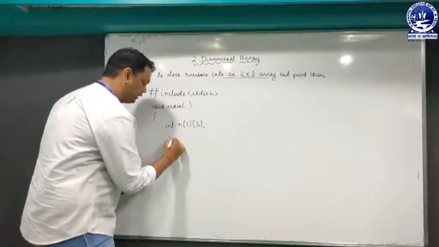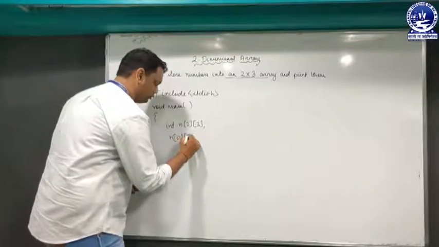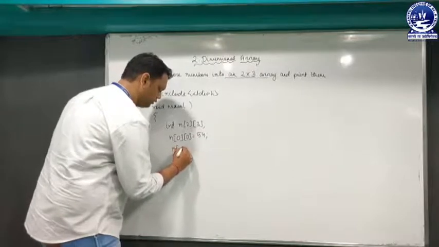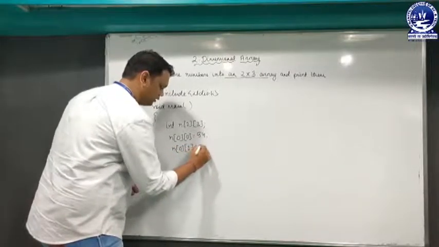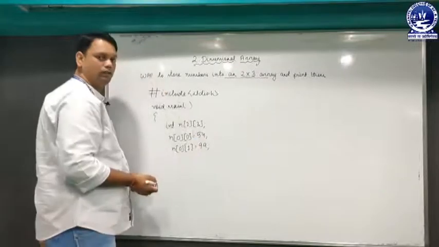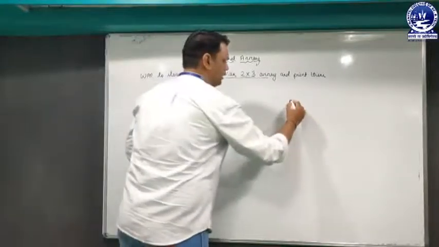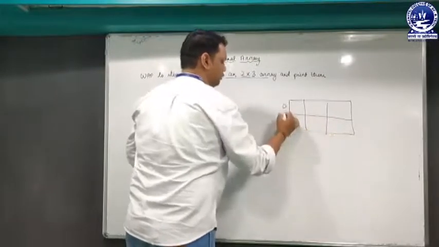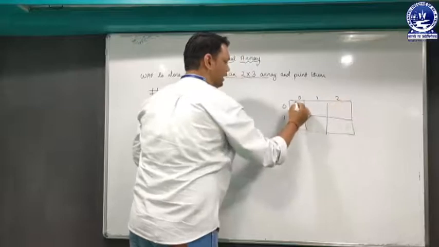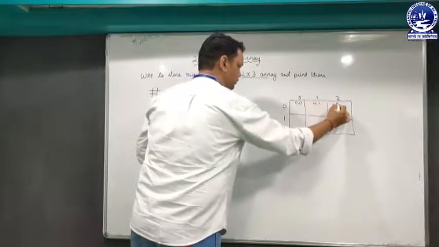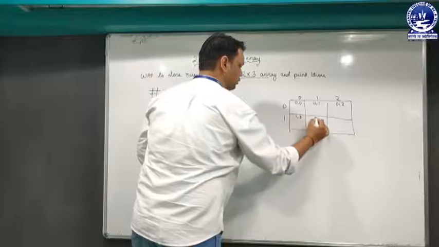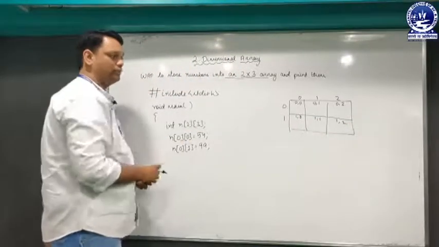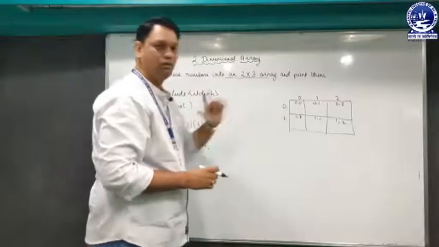Let's say I will write n[0][0] = 54. Next will be n[0][1]. Let's say I will write 99. So we have an array of 2 rows and 3 columns which will have the index numbers 00, 01, 02, 10, 11 and 12. These are the index numbers of the different cells in a 2D array.